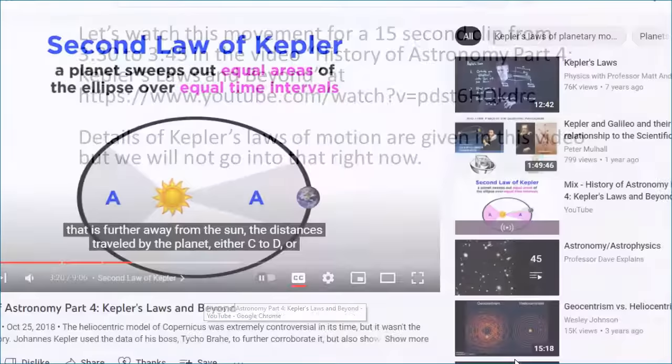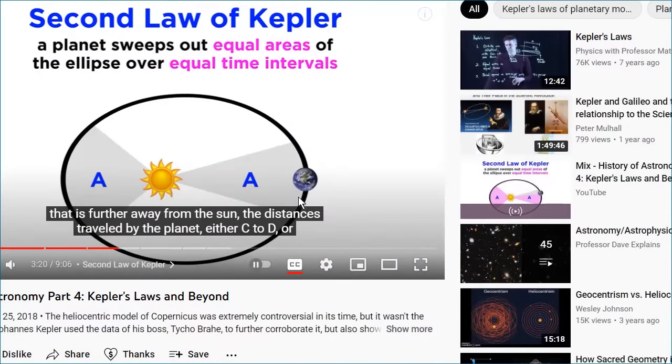Now, let's watch about 15 seconds of a YouTube video that shows a planet speeding up and slowing down, speeding up as it gets closer to the sun and slowing down as it gets farther away. So again, we have an image of the Earth here on the right side, and there's the sun. Notice that the planet is traveling in an ellipse, and the sun is not at the center. It's off to the side. That's the way an ellipse works.